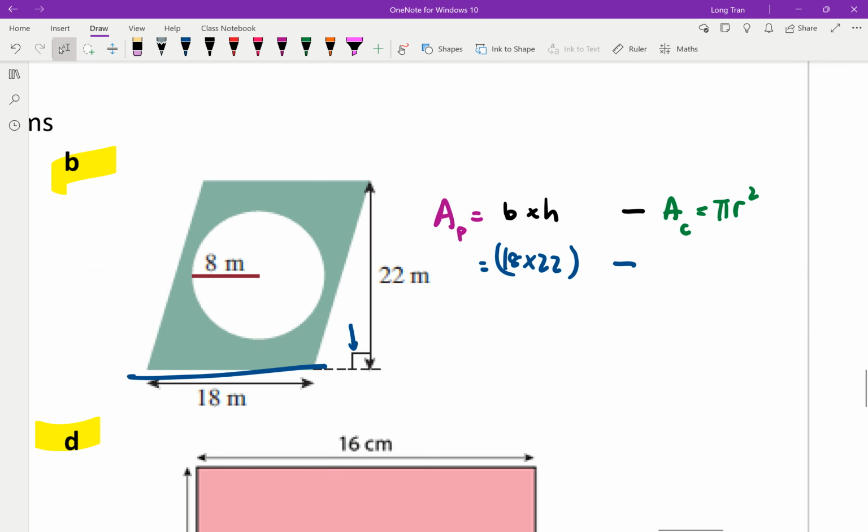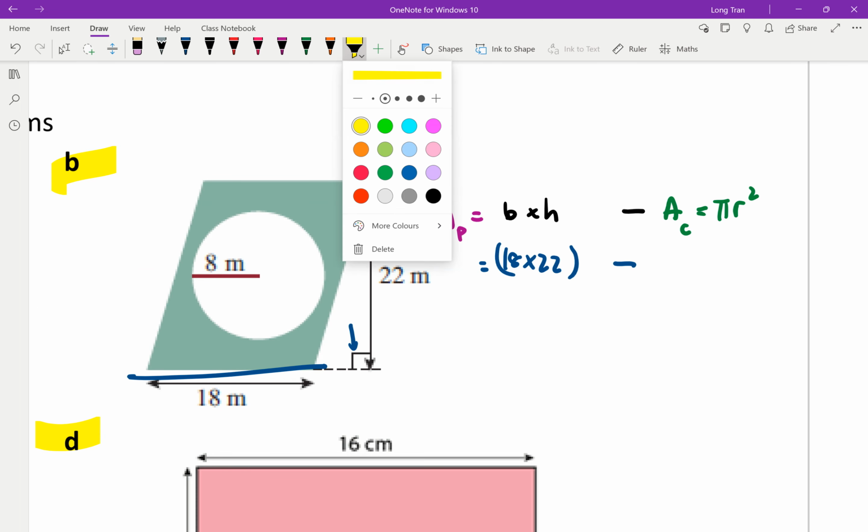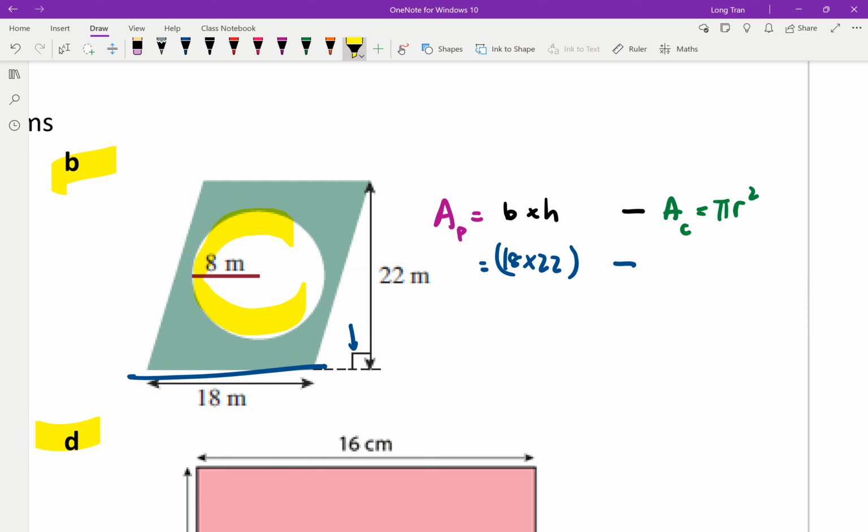Well, this is your circle here. Can you see this is your circle? I'm going to slow down a bit. I want you to do it, not me, because I know how to do it. I want you to know how to do it.